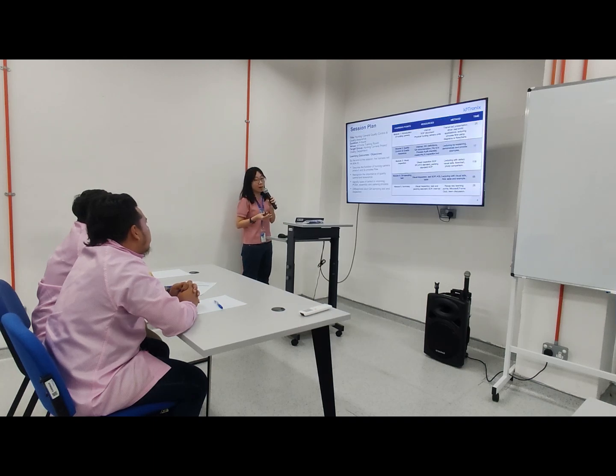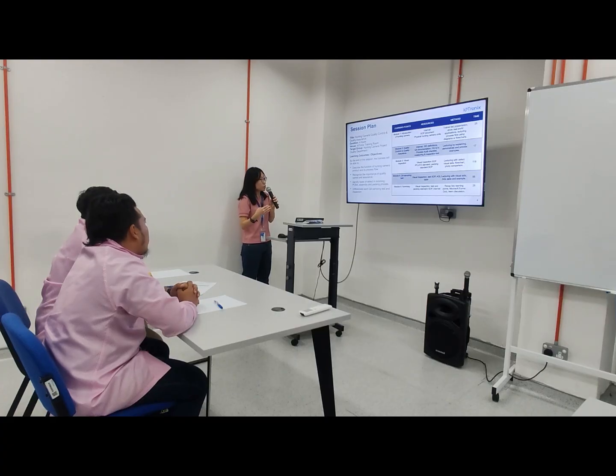Okay, this is the session plan. The title of our training is Hunting Camera Quality Control and Quality Assurance, and this training will take about 4 hours. The venue is here, our electronic training room at level 2, and our target is the hunting camera project quality departments.